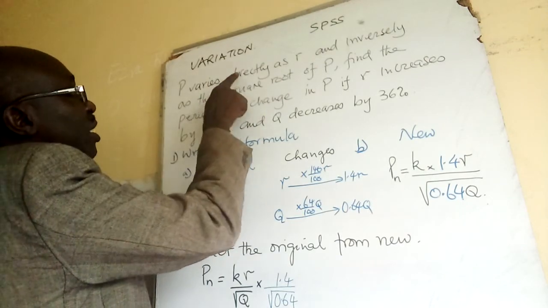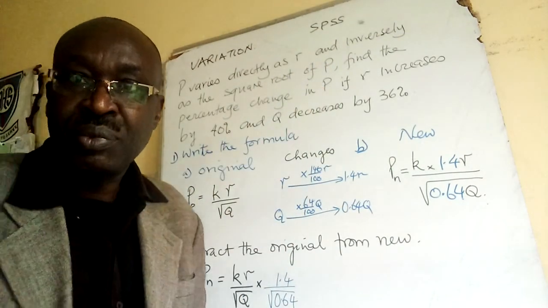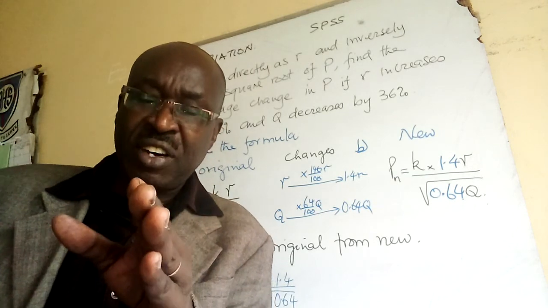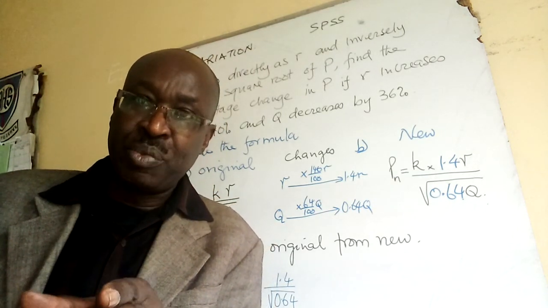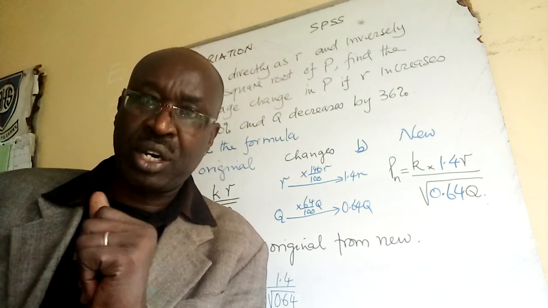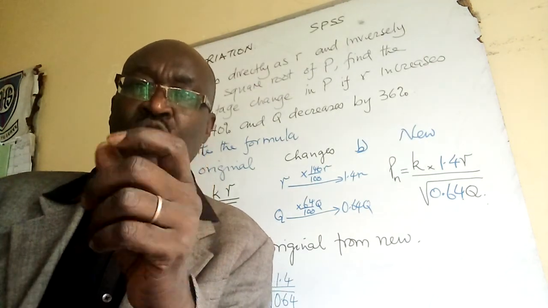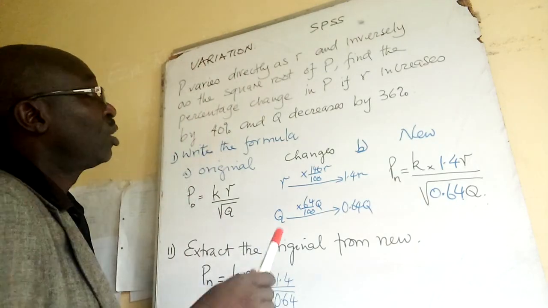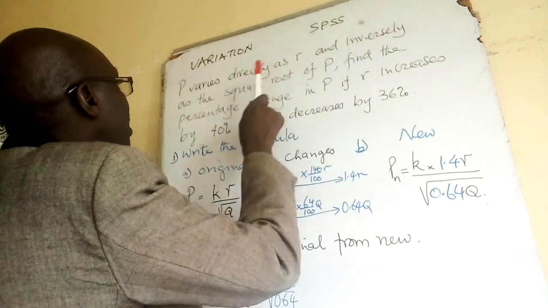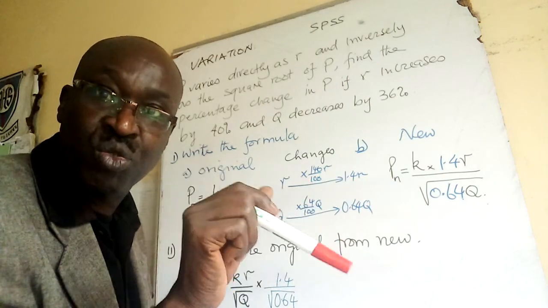P varies directly as R and inversely as the square root of Q. This is joint, okay? An inverse variation goes in the denominator. A direct one goes in the numerator. And I give them the same constant. So P varies directly as R, R is in the numerator, and inversely as the square root of Q. Square root of Q goes to the denominator.